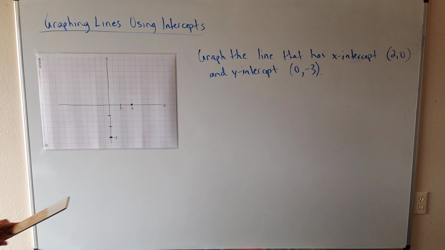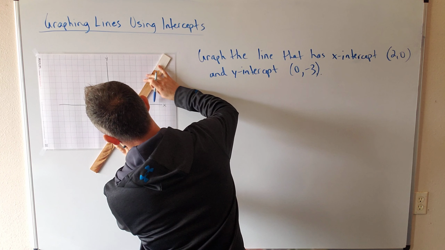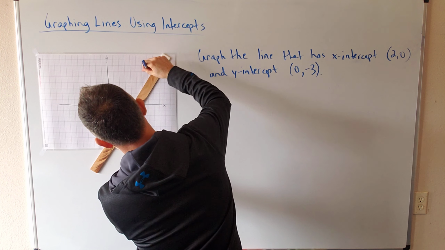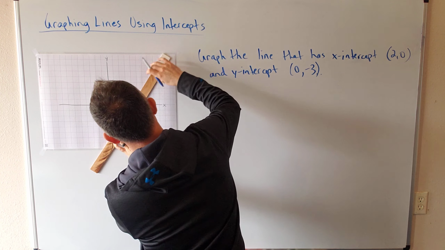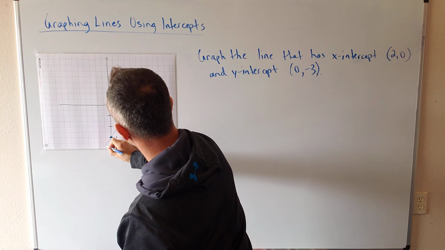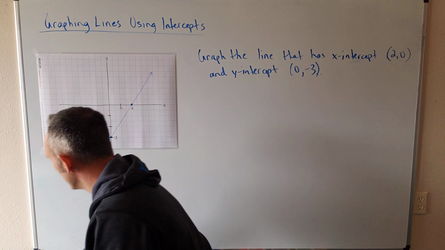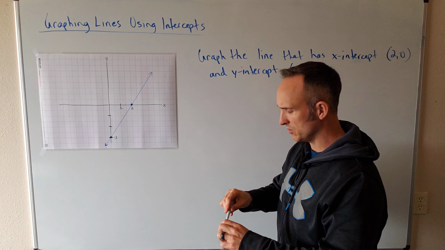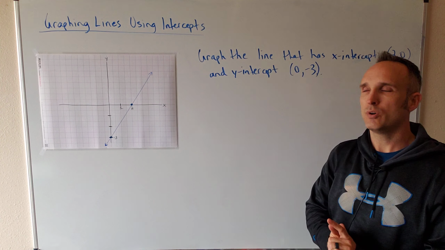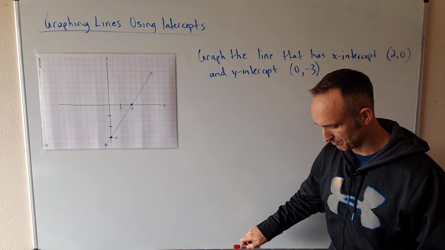Grab my straight edge here. If I connect these 2 points with a straight line, it will look roughly like this, going on forever in both directions. And so that is the line that has this x and y intercept.